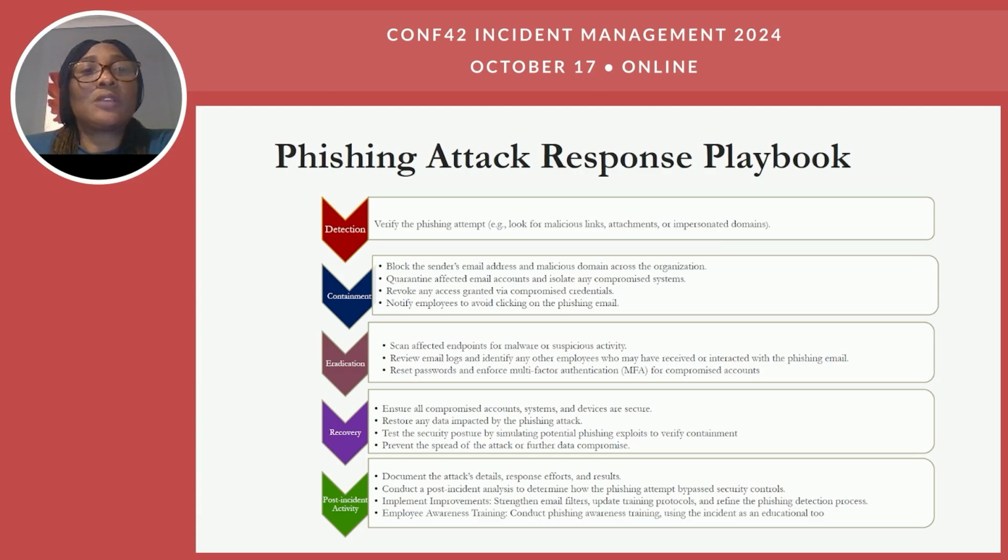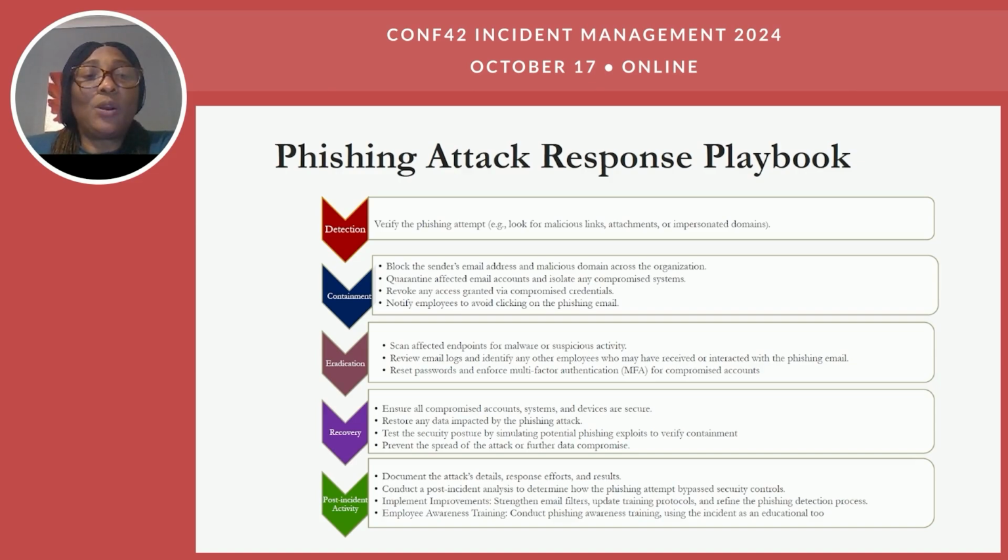And then we move to containment. Containment has to do with stopping the spread. And stopping the spread means that you block the sender's email address, you quarantine the affected email, and you also revoke any access that is granted by the compromised credentials. So I'll move to the eradication. You scan the affected endpoint. You also review the logs to ensure that there's no other employee who clicked on or interacted with the emails. If there is any, you reset their passwords just to ensure that there is no more spread. Then we'll go to the recovery.